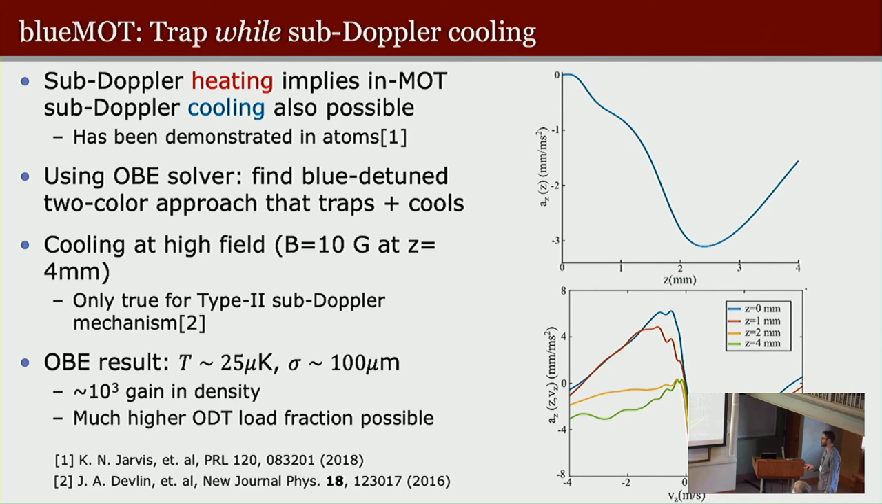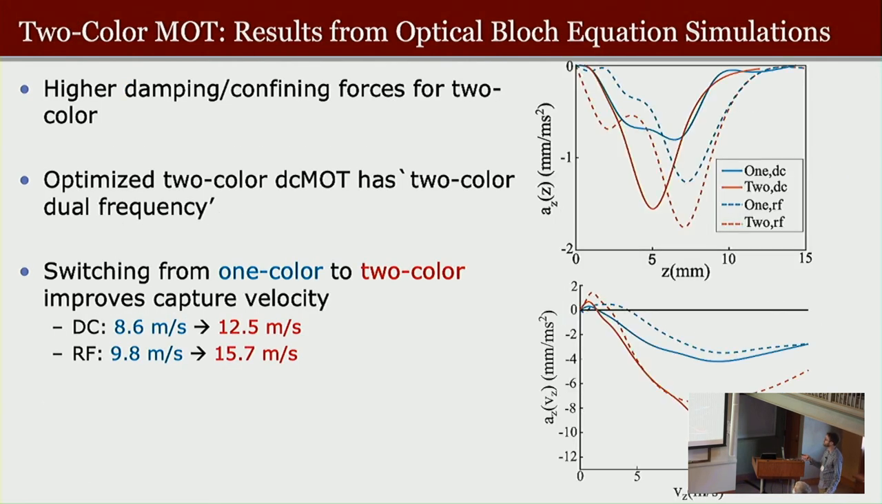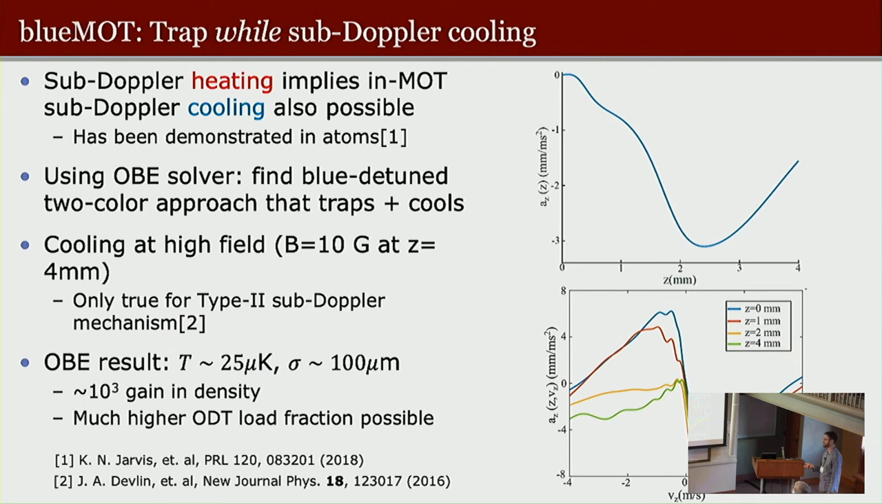And if we just apply this directly to our system, we would expect to find temperatures on the order of 25 microkelvin. Because the temperature is so much lower and the spatial confinement is basically the same sort of magnitude as before, we expect that the cloud size would shrink fairly dramatically, by about a factor of 10, leading to a factor of 10 to the 3 gain in density. And if we're much more dense, we should be able to load many more of our molecules into the optical dipole trap.